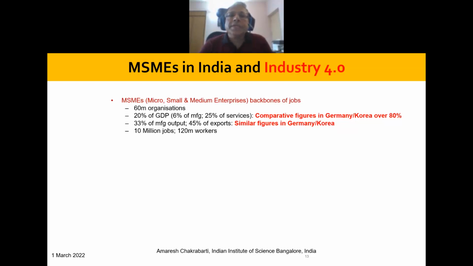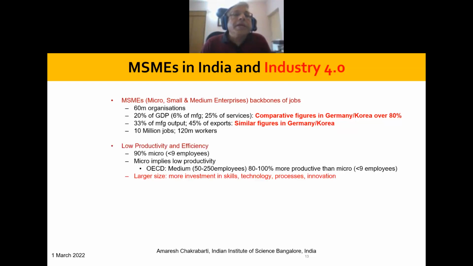So in other words, the MSMEs of the advanced countries have a much greater share of the gross domestic product. In other words, they are richer. And because they are richer, or we are poorer, our MSMEs are poorer, they have also lower productivity and efficiency.